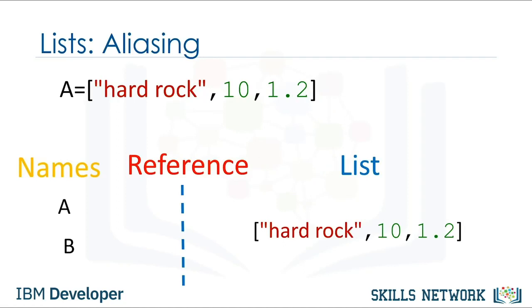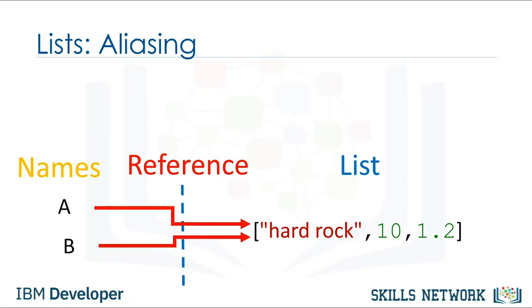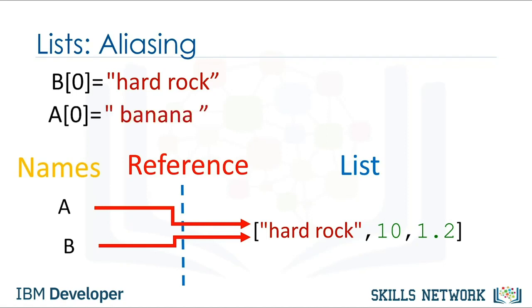When we set one variable, b, equal to a, both a and b are referencing the same list. Multiple names referring to the same object is known as aliasing. We know from the list slide that the first element in b is set as hard rock. If we change the first element in a to banana, we get a side effect. The value of b will change as a consequence.